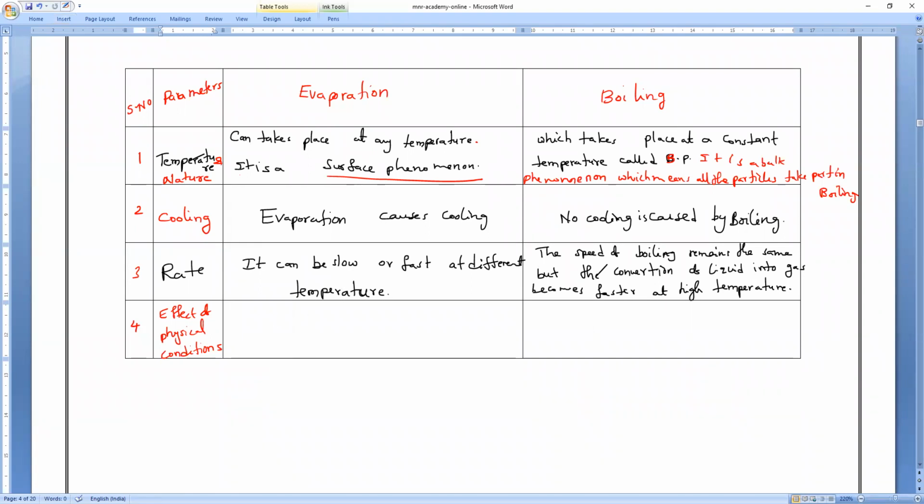Okay. Now, effect of physical conditions. Tell me, guys, what will affect the evaporation rate? So many things we studied. Now you should tell me. What is the effect on the rate of evaporation? Sanjay, I'm expecting from you. Sanjay, Lingesh, what is that the rate of evaporation changes by?